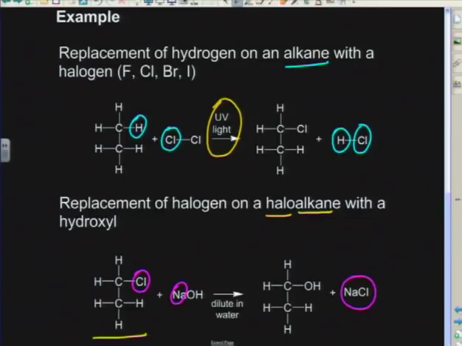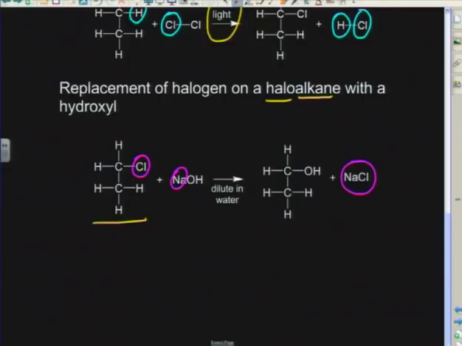Sodium chloride, good old table salt, and the result is an alcohol. Now, this is one of the conditions which you don't really need to know: sodium hydroxide needs to be diluted in water for this reaction to take place. Okay, so let's just revise substitution.